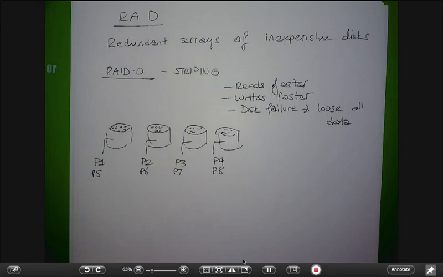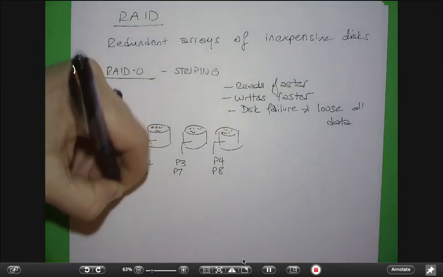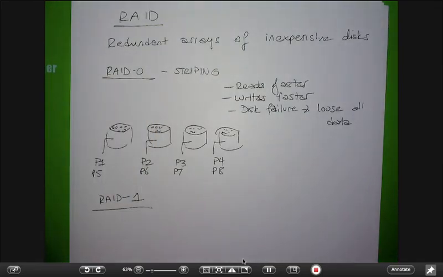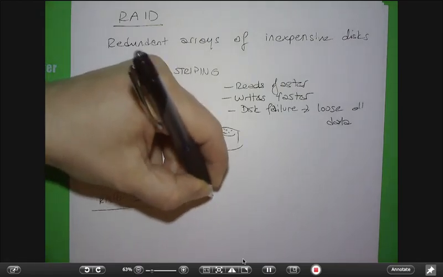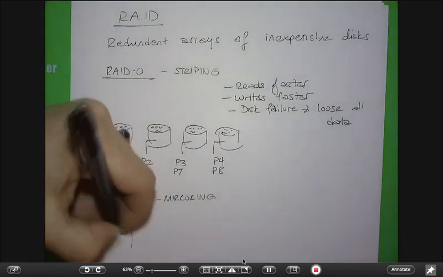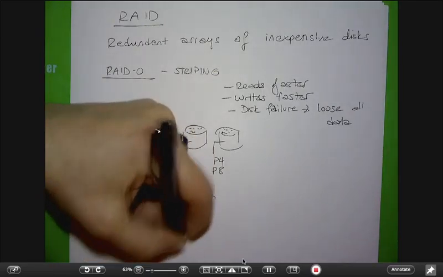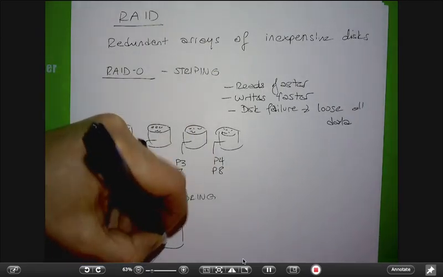Okay, so that's RAID 0. It's not super useful. It is faster, but it has no redundancy. RAID 1 is very simple. It's basically called mirroring. You have two disks that have exactly the same data.